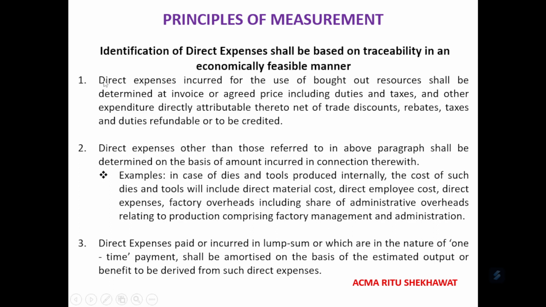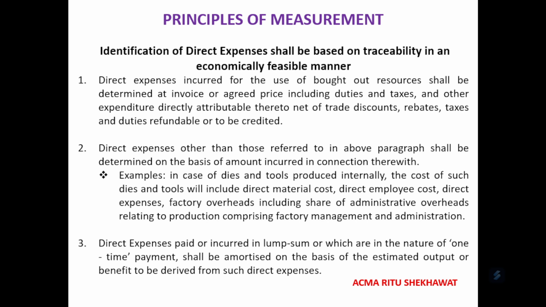So the first point says that if you purchase a product from outside and expenses are incurred directly on the product, then how do we get to know how valuation should be done for that direct expense. So this point says it should be determined at invoice or agreed price including duties and taxes and other expenditure directly attributable thereto, net of trade discount, rebates, taxes and duties refundable or to be credited.